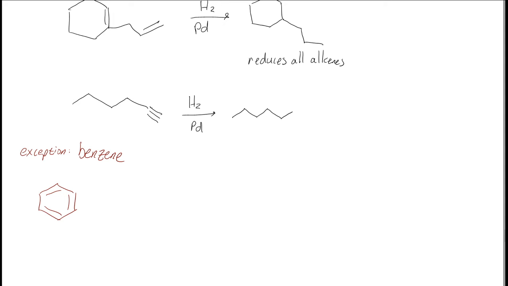It's especially stable. So if you hydrogenate something like this, you will actually leave the benzene alone. And you'll hydrogenate the other alkenes anywhere else in the molecule, but you'll leave the benzene alone. You can reduce benzene, but you need a stronger catalyst and a little bit different conditions.